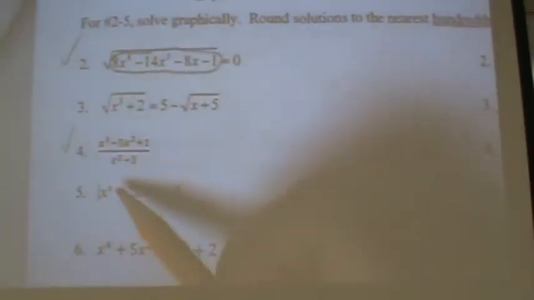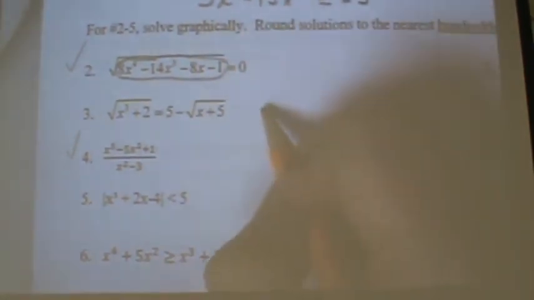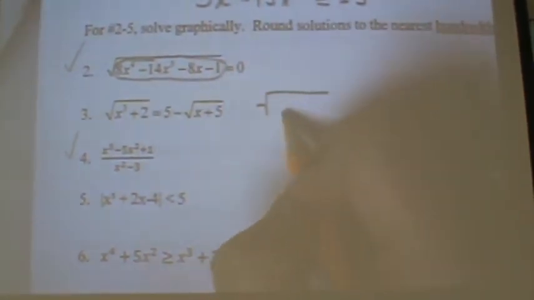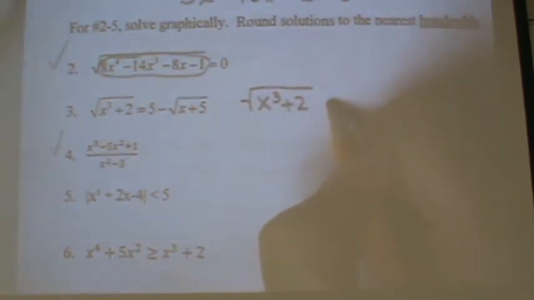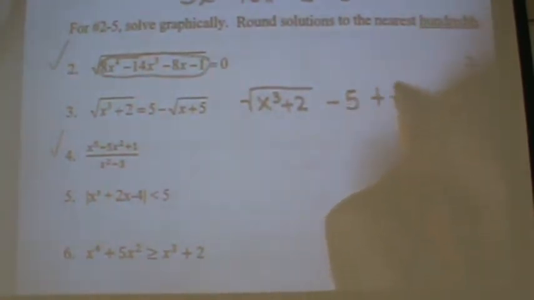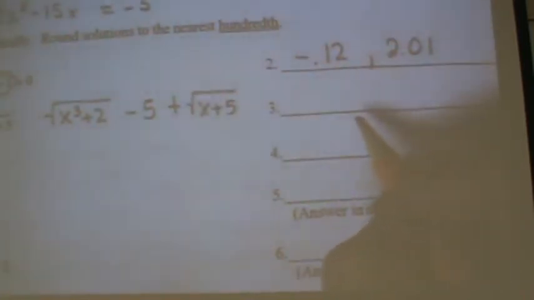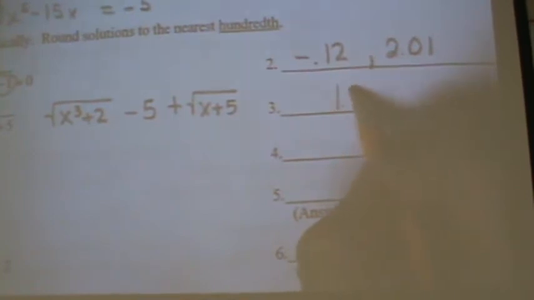But number 3, you type it in your calculator like this. You're going to type in the square root of x cubed plus 2, then minus 5, then plus the square root of x plus 5. Then hit enter and see where the graph hits the x-axis. Hit menu, analyze graph, and those are your solutions. And I believe the answer is 1.58.